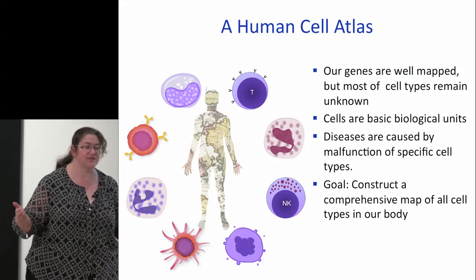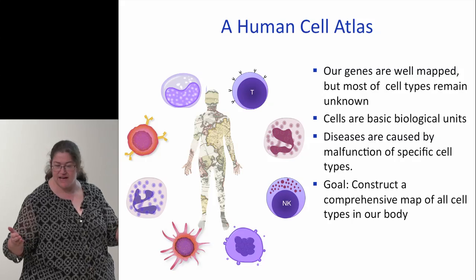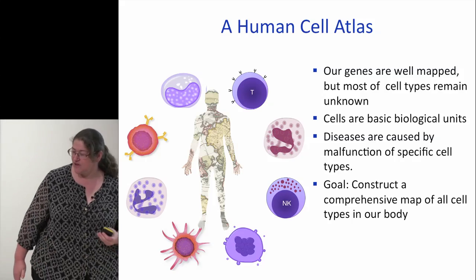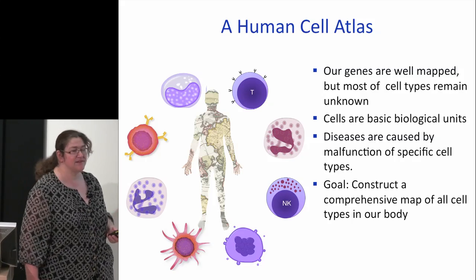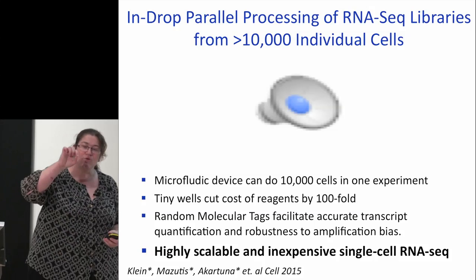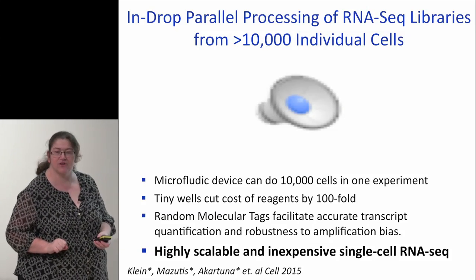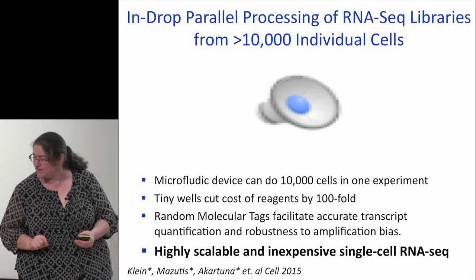We've made a map of our DNA, the genome map. Now we need a cell atlas. We need to characterize all our different cell types in the body in order to know where each and every mutation goes wrong, what cell type it affects.